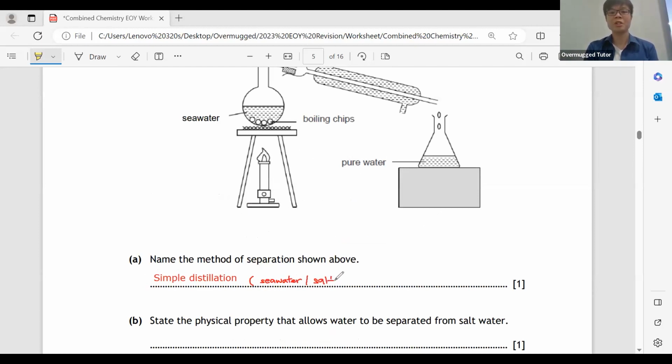Then you have fractional distillation, right? Fractional distillation is used when you have a mixture of liquids, like 2 or 3 different kinds of liquids. Then you use fractional distillation.